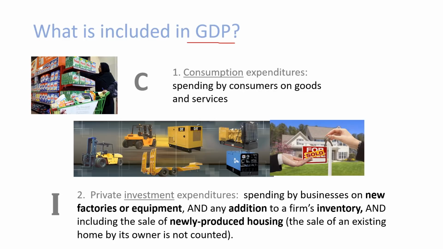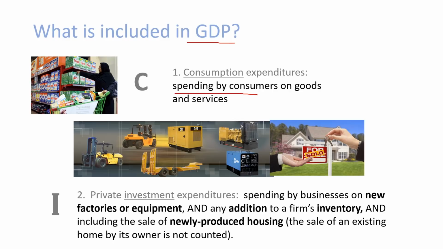Now, consumption expenditure. What do we mean by consumption expenditure? It's basically spending by consumers on goods and services. So it shows how much households are spending and what they are spending their income on. For example, when households purchase products for their everyday needs like food, clothes, cars, rent, and so on, it's all going to be part of consumption expenditure.